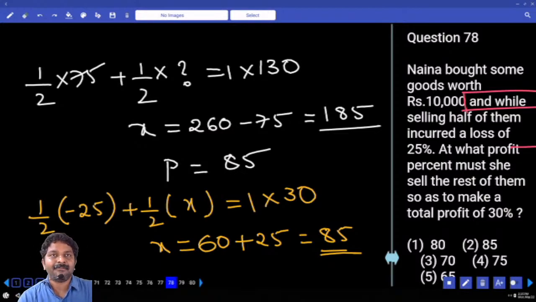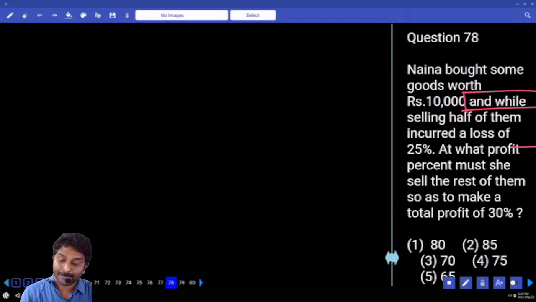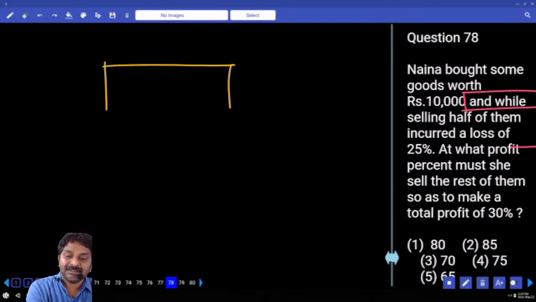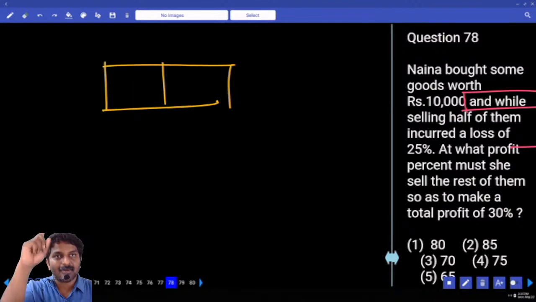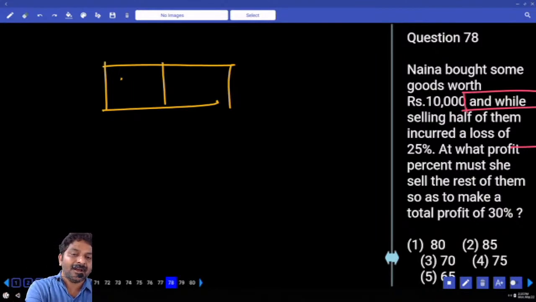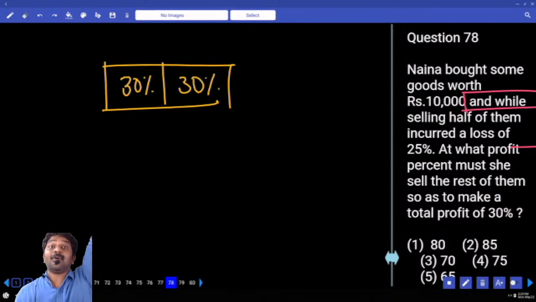Basically, if you have imagination, you need not write anything for this question. How much quantity is sold out? Denominator, that means you have 2 items. Half of them in the sense 1 item. This is already sold. You need to sell the remaining item. Overall, what are you expecting? That means there are 2 items. Overall, when you are expecting 30%, on this you need to get 30% profit. On the second item also you need to get 30%. Then overall it is 30%.